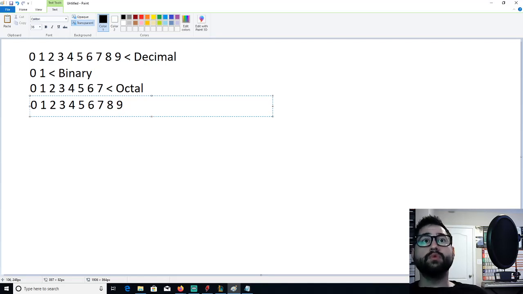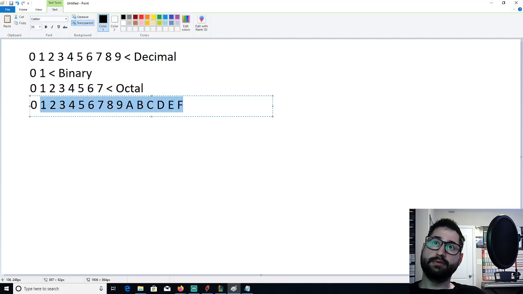decimal. What happens? We need more representations for values. What are we going to do? Well, why don't we use letters, right? And that's what happened. A is 10, B is 11, and so on: 12, 13, 14, 15. So we now have 15 right there. With the 0 is 16, right? So this right here is hexadecimal.